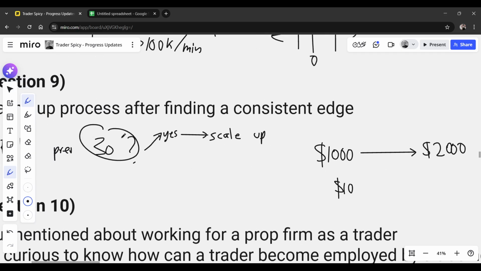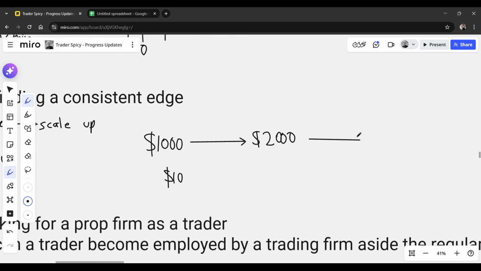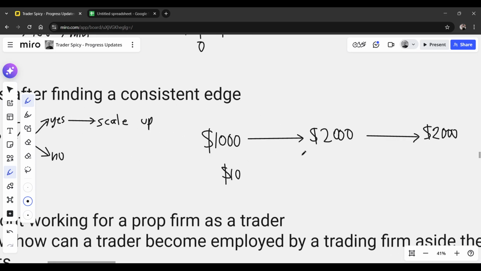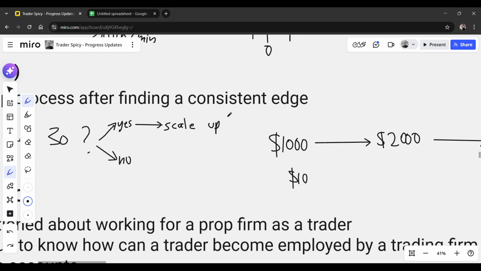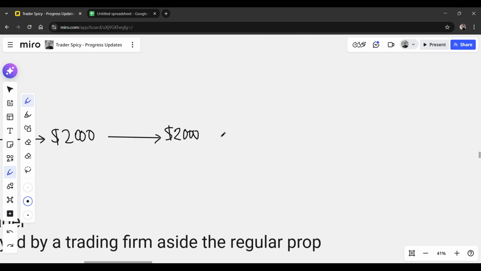You take another 30 trades, but on that batch of 30, you actually were not profitable. So, okay, stay on 2,000. You take a bunch more trades, and again, you look at the previous 30, you were profitable. So, scale up again. And from 2 you might go to 5.